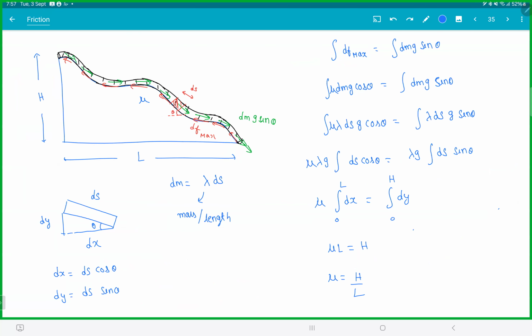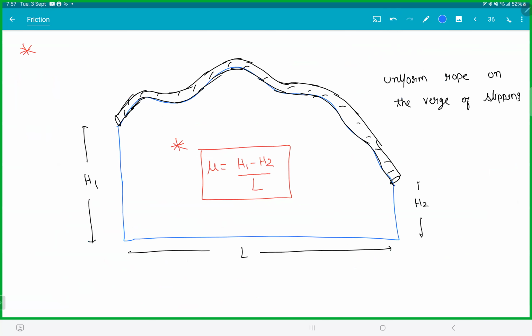I hope everyone is getting why I can't cancel dmg inside the integral. You have not completed the integration yet. There is an integral waiting there. It has to be done, then only you can do that.